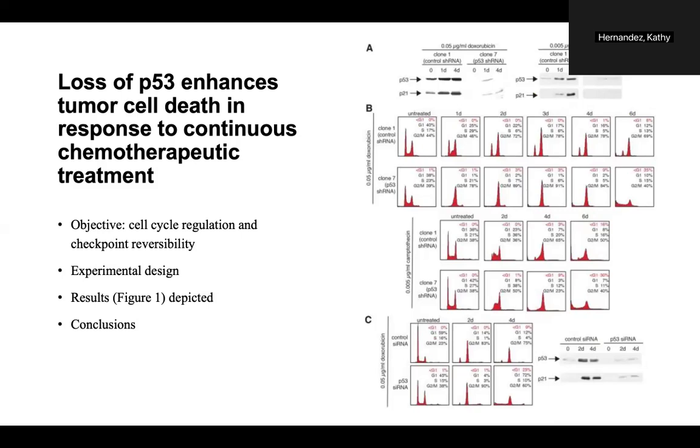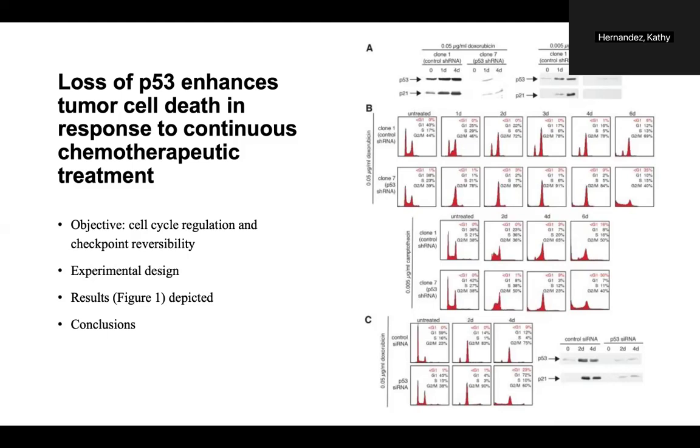In this part of the study, researchers investigated the role of P53 in regulating the cell cycle in response to DNA damage, in order to understand how the loss of P53 affects the cell cycle and cell survival using chemotherapeutic treatment. The experimental design created by the researchers investigated P53's role in cell cycle arrest.